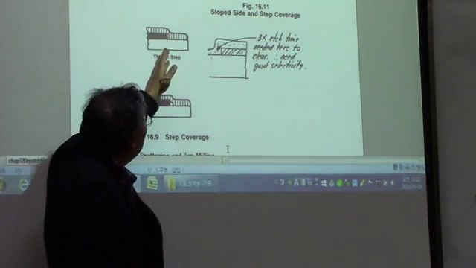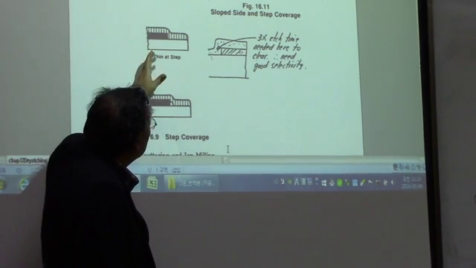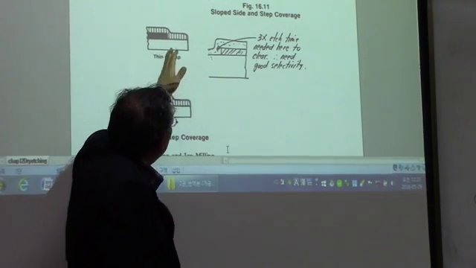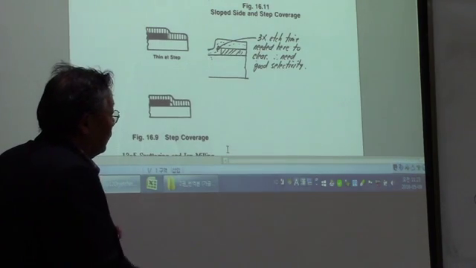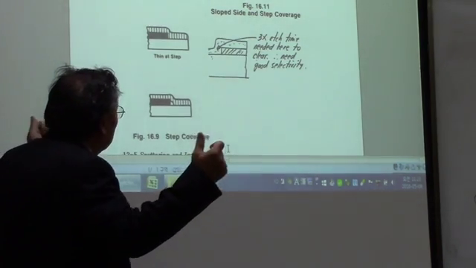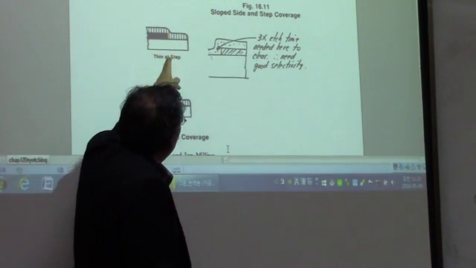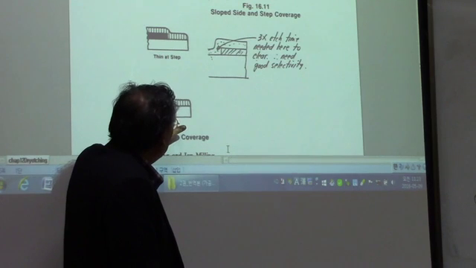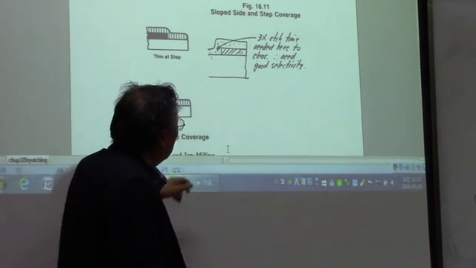So it is nice to have dimensional control, and we are going to have very sharp edges, just a reflection of the mask patterns, right? But this gives you the residues, something like this after the etching.